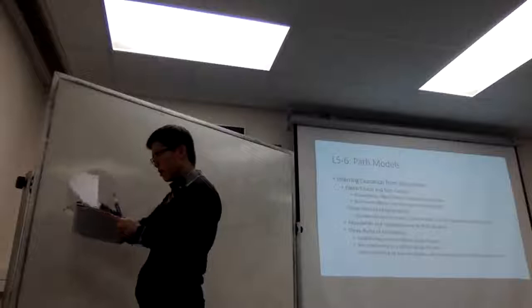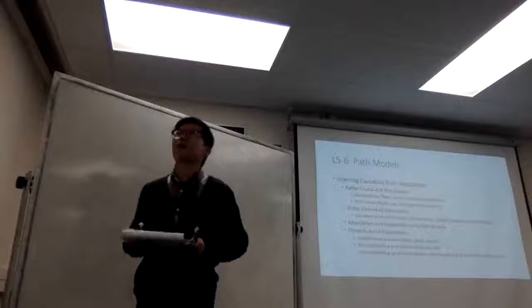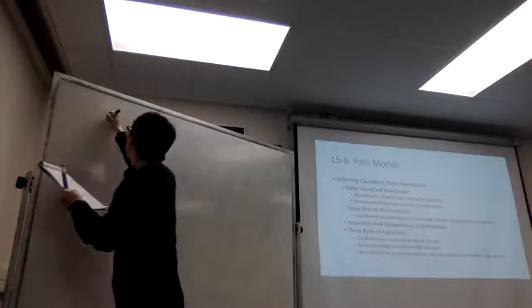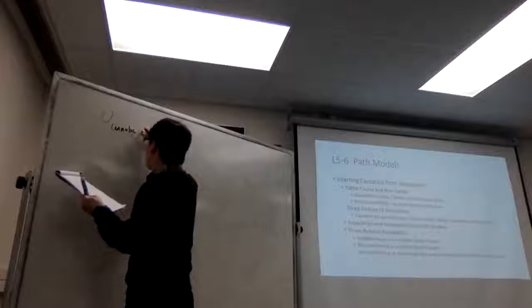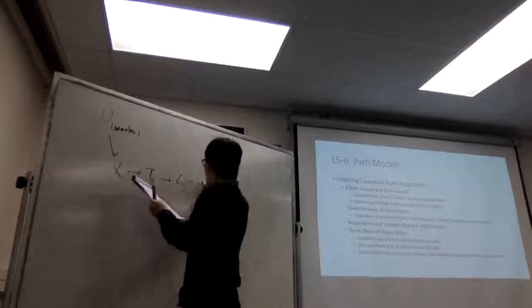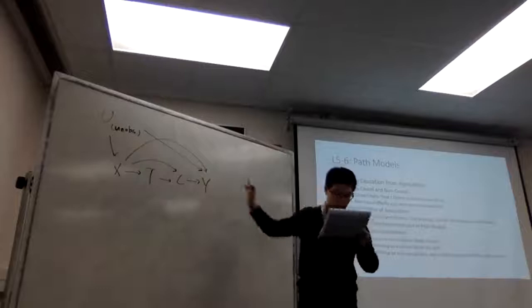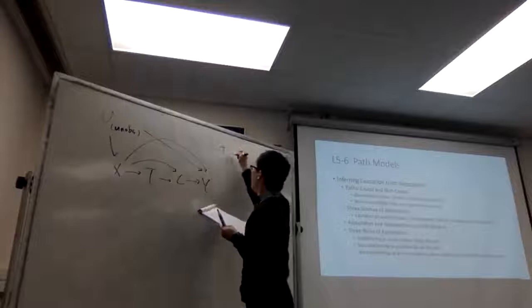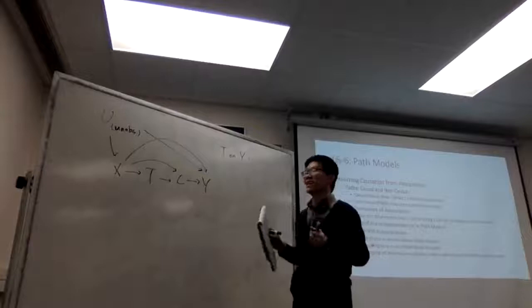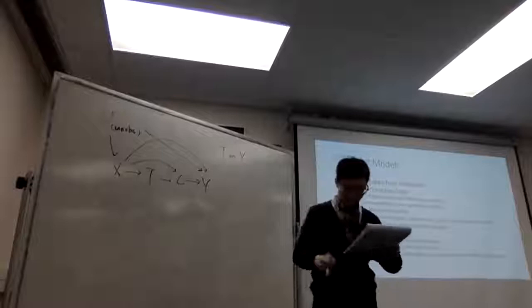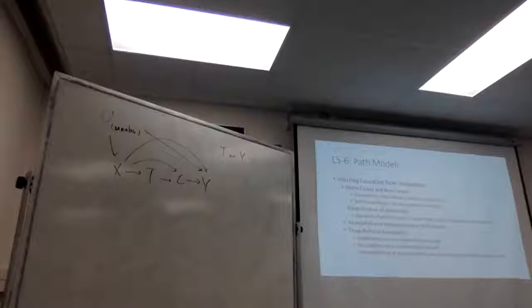It seems like we cannot cover Wright's path rules, but I'll try to figure out how to cover this part. But for the remaining time, let's focus on one example of causal identification. So here's an example. The question is whether the effect of T on Y is identifiable. How can you identify the causal effect from T to Y?